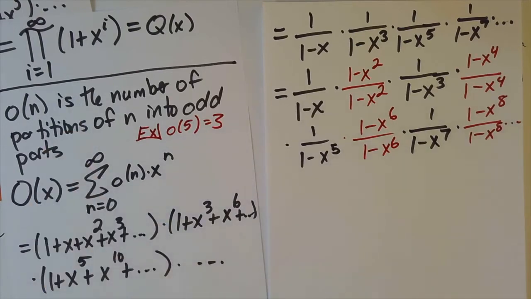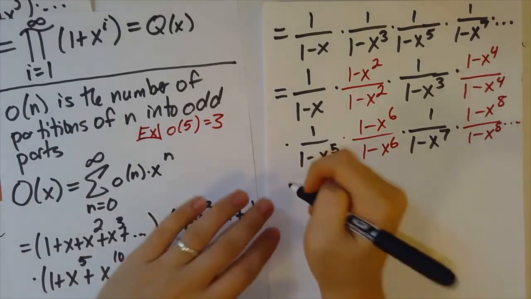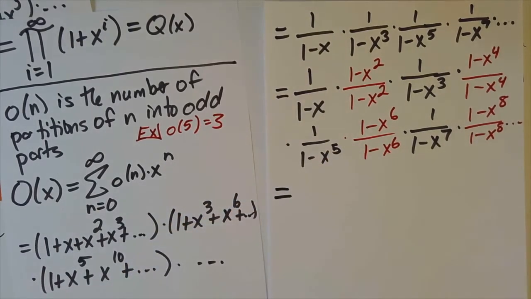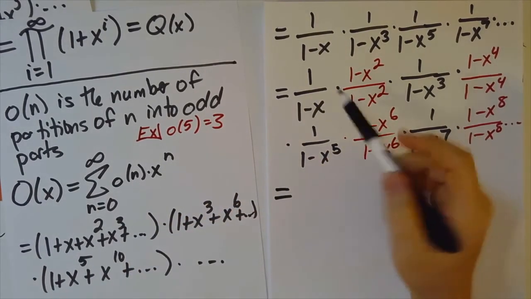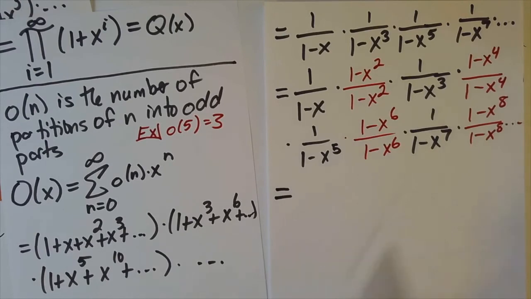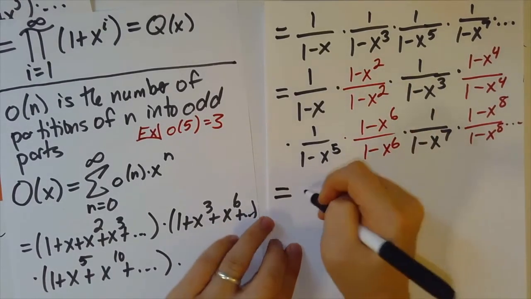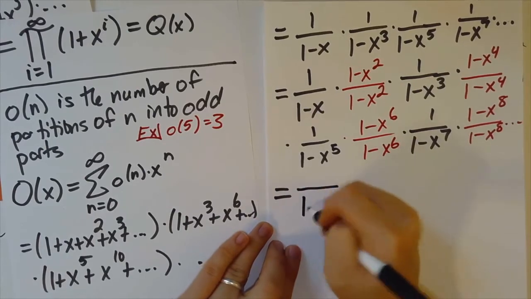Okay. I'm going to rewrite this just by suppressing all of the 1 times, because multiplying by 1 isn't doing anything for me. So I'm going to go back and put the 1 minus x squared now over the first term.